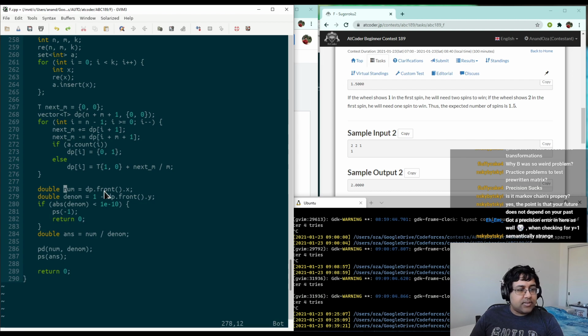Then, here I wanted to find x over 1 minus y, so I just calculate the numerator and the denominator of that fraction, and then I check to see if the denominator was 0. Here you'll notice I used an epsilon, and the reason for that is because you could add a bunch of doubles and subtract a bunch of doubles that should be 0, and then end up getting something very close to 0 because of floating point error.